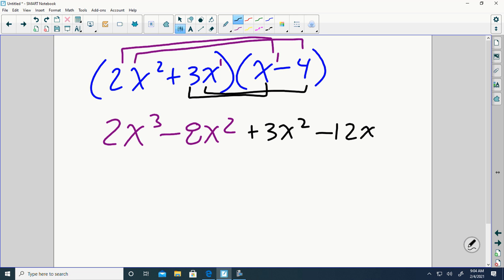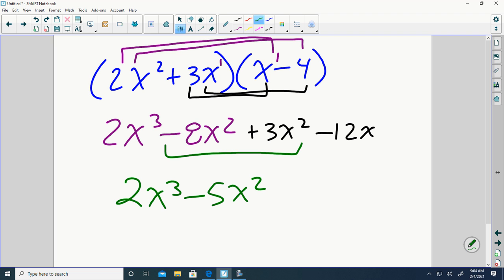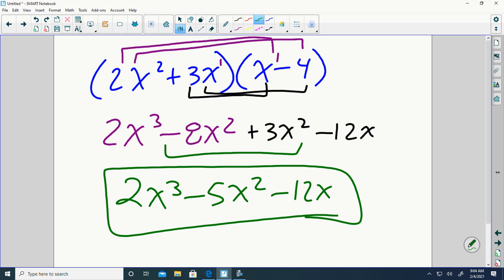Does there seem to be like terms in there? Yeah. It looks like these happen to be like terms, so I need to combine them. So 2x to the third stays as is. Negative 8 plus 3, negative 5x squared minus 12x. Problem's done. Good to go. We good in the hood? Can I move on? Second problem on the page, down one, right?